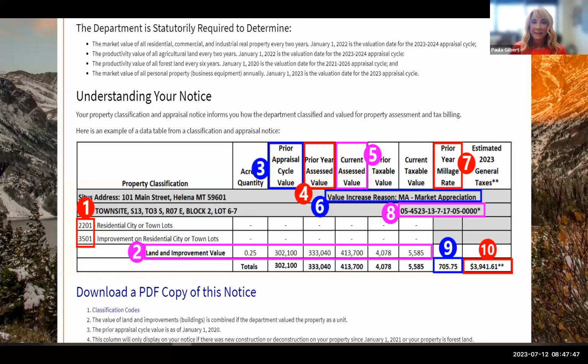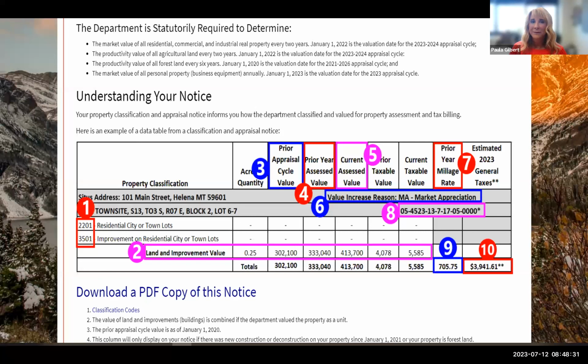Number 7 then is your prior year millage rate. This corresponds to number 9. What we're showing here is last year's mill levy. Mill levies are not set and released until the end of September, beginning of October. So in the past, this has worked well. We've used the prior year's mill rate to give you an estimate of what you're going to owe for your general taxes. This year is a little bit different because we've seen big increases in those assessed values. So again, keep this in mind that this is not the current mill rate. And what you're looking at in number 10 is an estimate of your general taxes based on that mill rate.